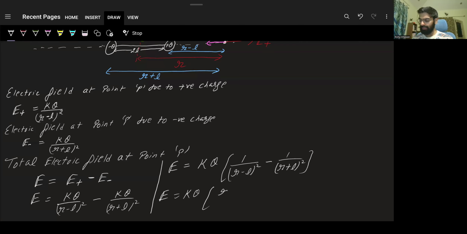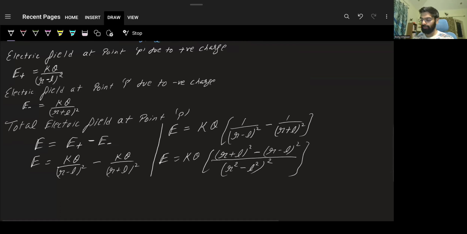If I take the LCM, R plus L whole square will be upside, and here R minus L whole square, divided by, I'm using the formula A minus B and A plus B down. So what is A minus B, A plus B? That is A square minus B square. Because outside is already a square, so square is there. Clear up to here? Very good.